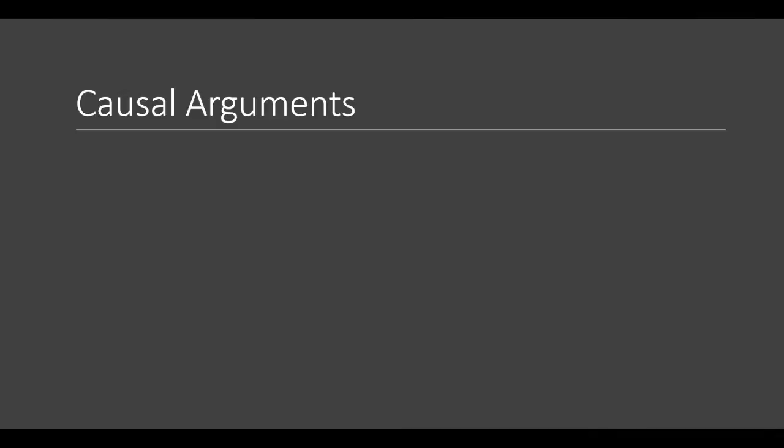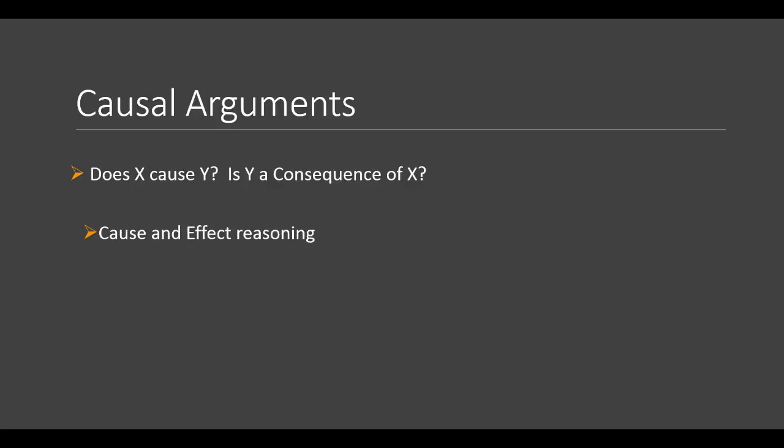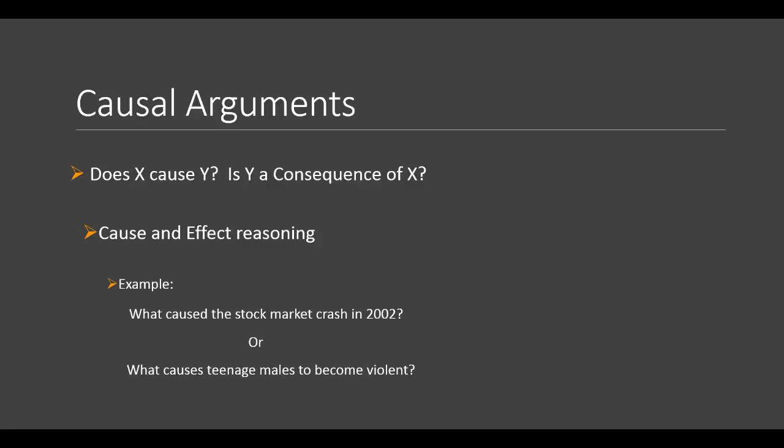The third type of claim is causal argument. In a causal argument, you discuss, does X cause Y? Is Y a consequence of X? This type of argument entails cause and effect reasoning. Often such arguments arise from disagreement about the cause of an event or a trend. For example, what caused the stock market crash in 2002? Or, what causes teenage males to become violent?